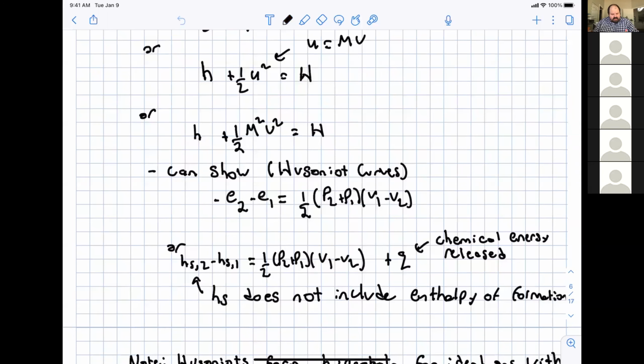Note, I did re-upload the notes. I did find a typo in my equation for the Hugoniot. I had something similar with the enthalpies, but it is E2 minus E1 equals 1/2 (P2 plus P1) times (V1 minus V2). And then this should be the sensible energies. There was a typo in my master set of notes, so just pay attention to that and fix it.